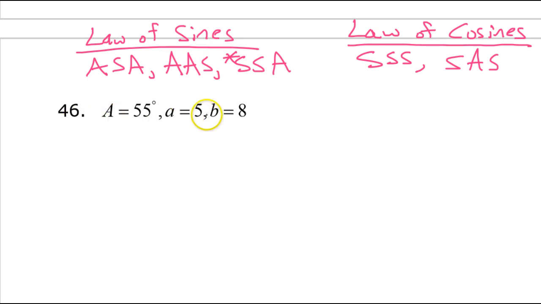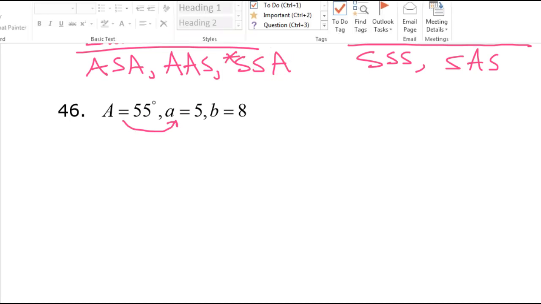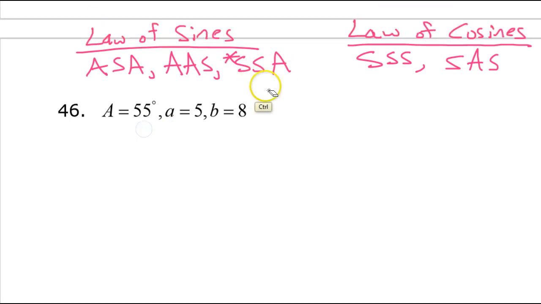So, looking at number 46, I see that we have two sides and an angle. That means it will either be side, side, angle, the ambiguous case, or it will be side, angle, side. At a glance, I can tell which one it is because if the angle matches one of the sides, it's going to be side, side, angle. That's just a little shortcut I've picked up. So this is going to be side, side, angle.